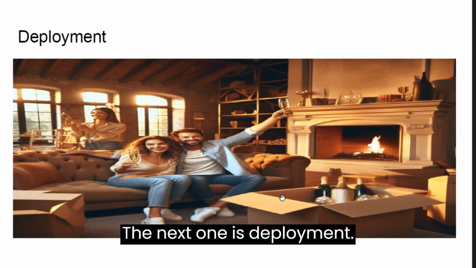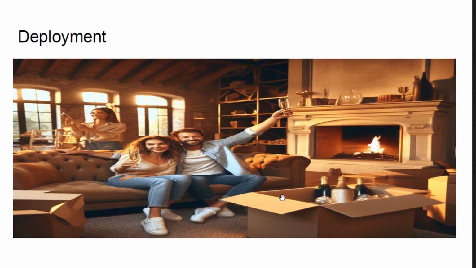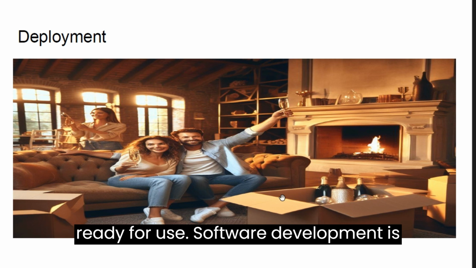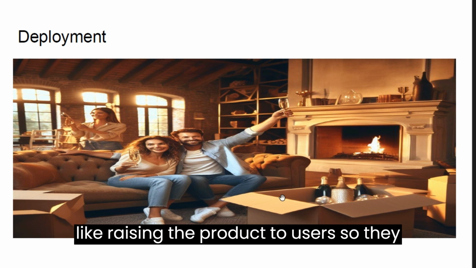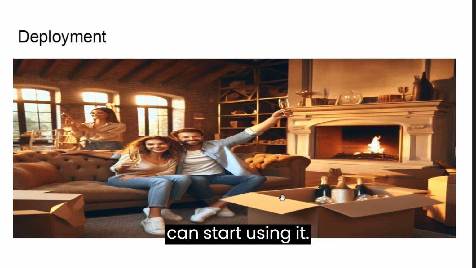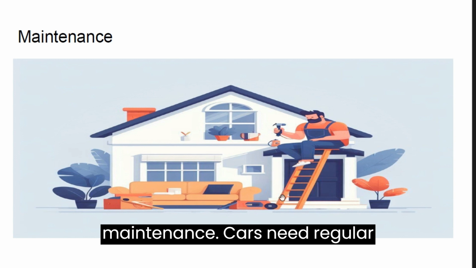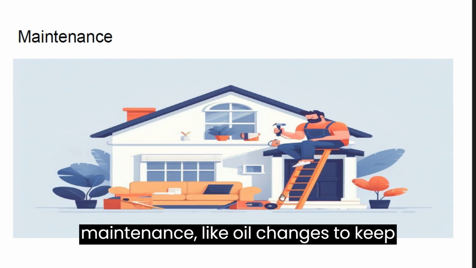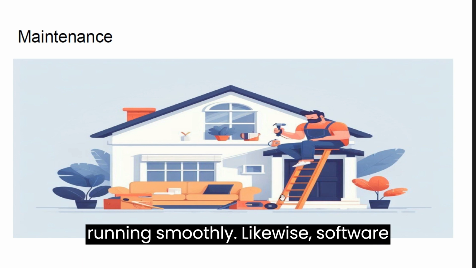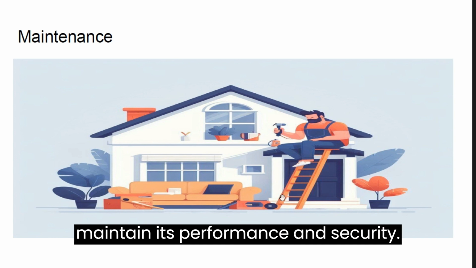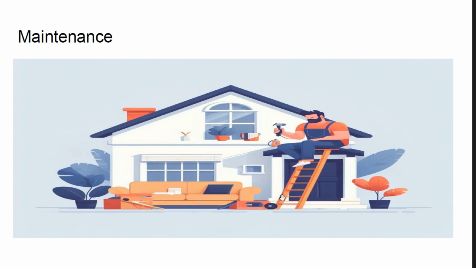The next one is deployment. When you buy a new phone, it's finally ready for use. Software deployment is like releasing the product to users so they can start using it. The final one is maintenance. Cars need regular maintenance like oil changes to keep running smoothly. Likewise, software requires updates and improvements to maintain its performance and security.